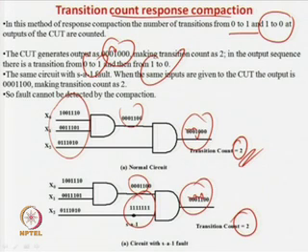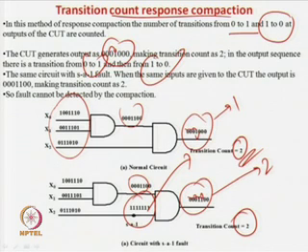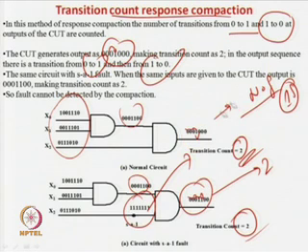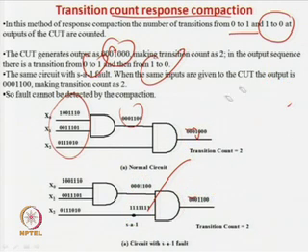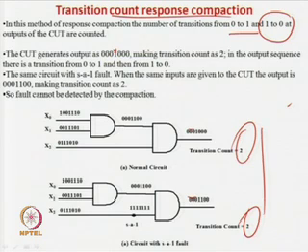So, as I already told you, if you select your compaction scheme as transition count, then this fault, which had a non-aliasing effect when you were using the other technique, that is counting the number of ones, now behaves differently. Here the number of ones is 1 and there the number of ones is 2. So, if you are using the number of ones count, you are lucky, because that fault is not having an aliasing effect. But if you select your scheme as the number of transitions, then in both cases, with and without the fault, you are going to have the same transition count, and there will be aliasing.